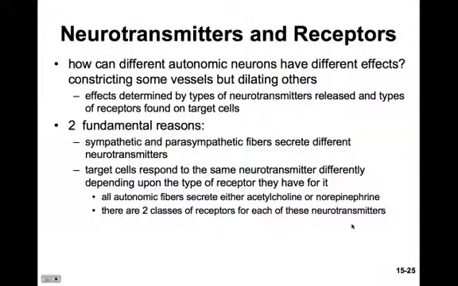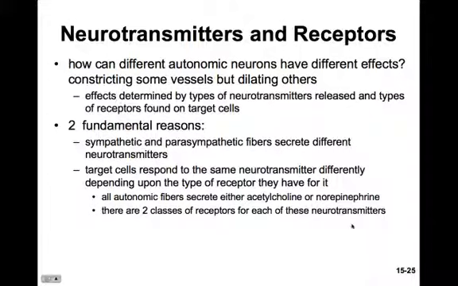So as was explored earlier, often the different divisions of the autonomic neurons have contrasting effects. For example, the sympathetic division constricts most blood vessels, but dilates the blood vessels around the heart, the coronary arteries. And both of these effects are achieved with norepinephrine. How is it that norepinephrine can have contrasting effects? Well, that depends on the type of receptors that are found on the target organs.